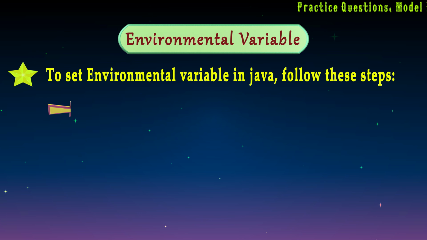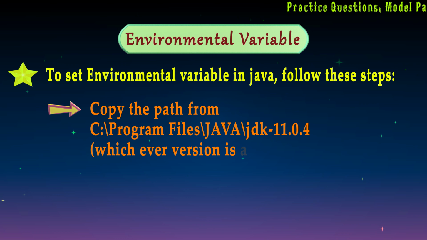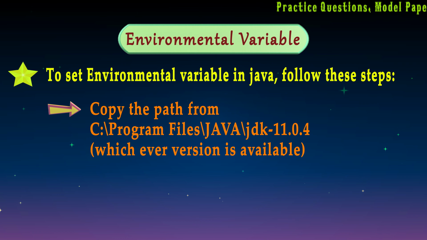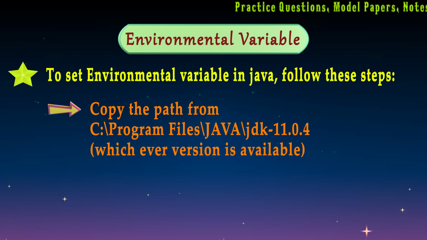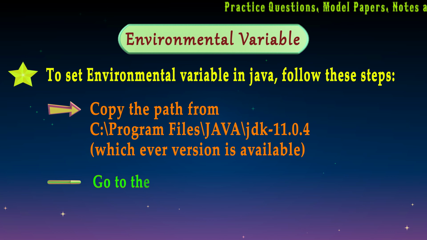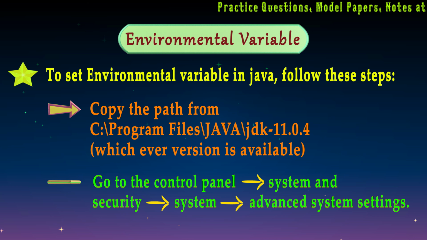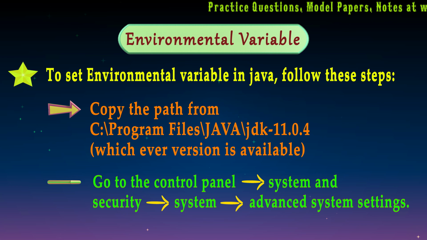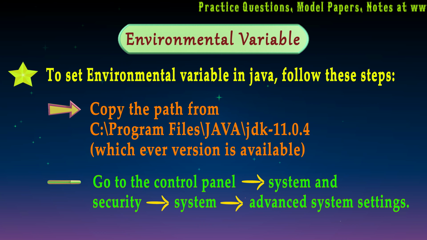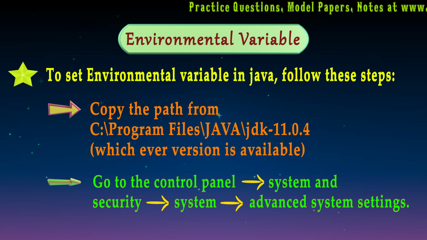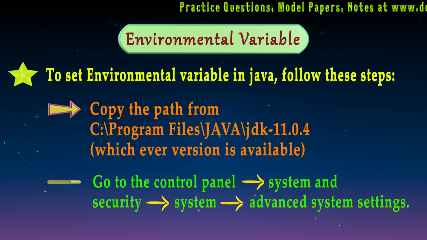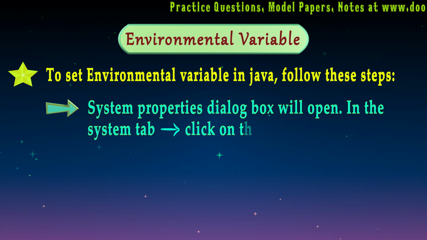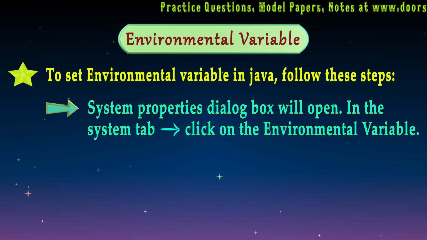First we need to go to this path, that is C drive, then Program Files, Java folder, then the JDK version, whichever version we have in the system. This path we need to copy. Then we need to follow the path mentioned in the second step, that is Control Panel, then System and Security, System, Advanced System Settings. From there we need to check the system properties. There we will have certain tabs.